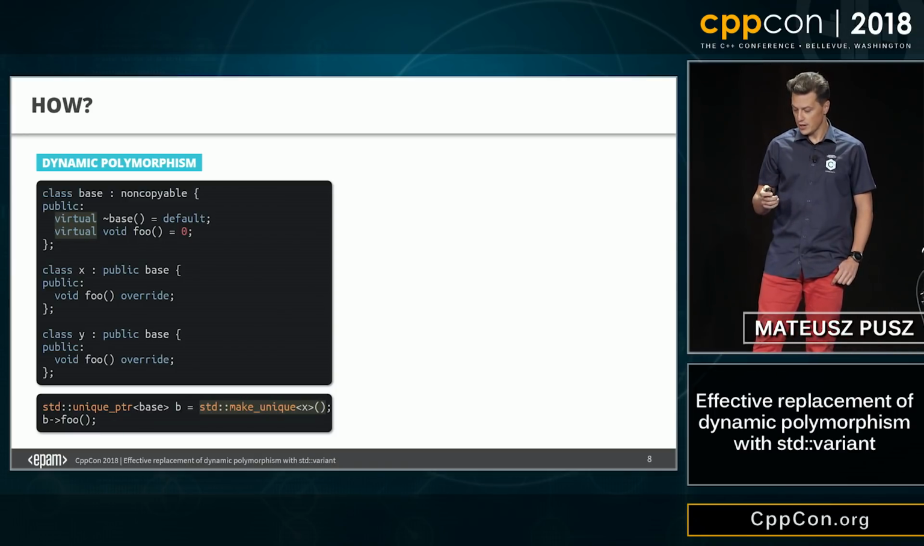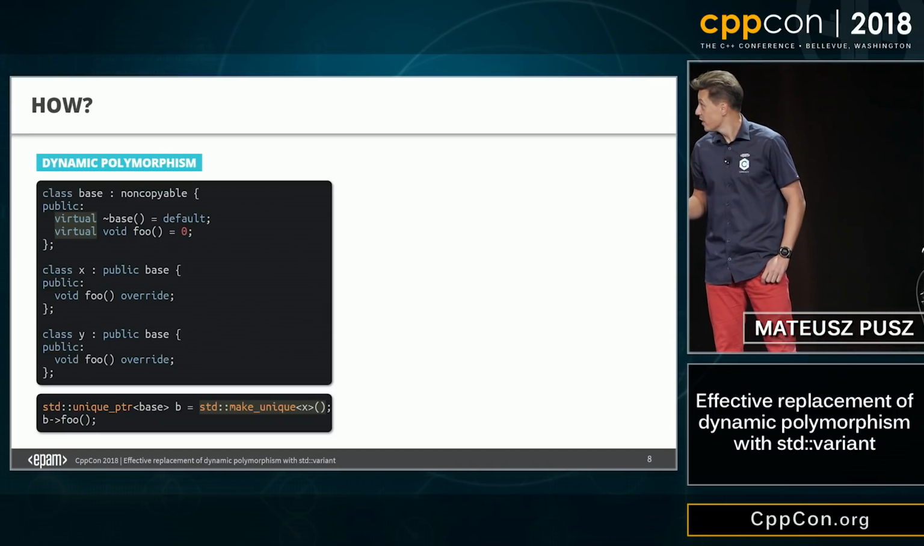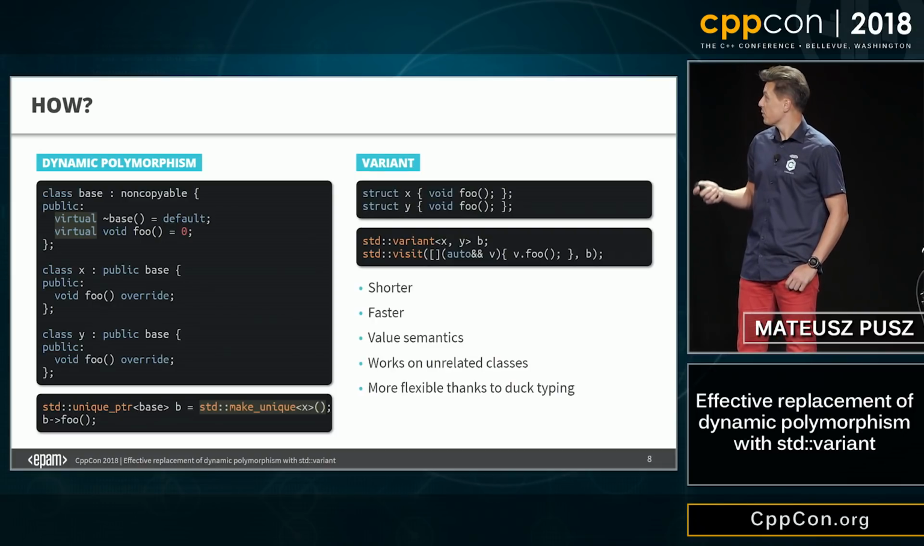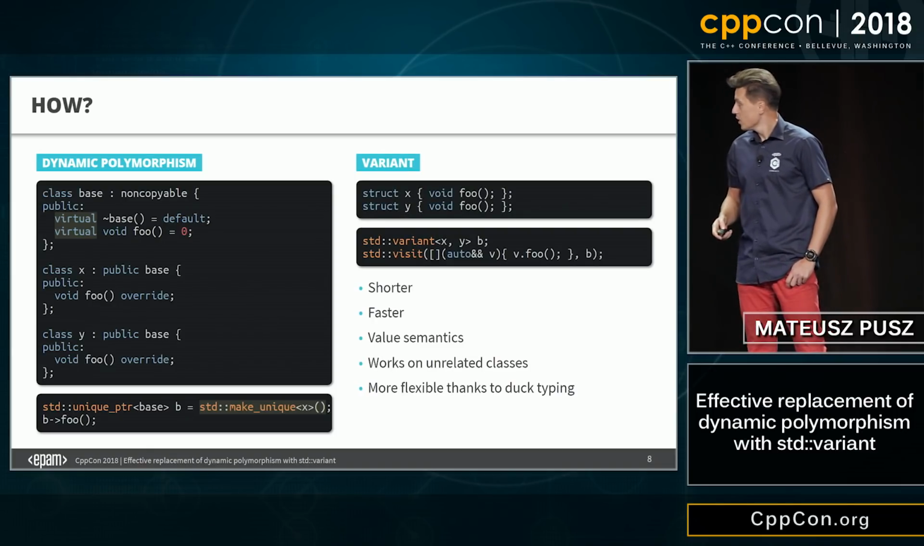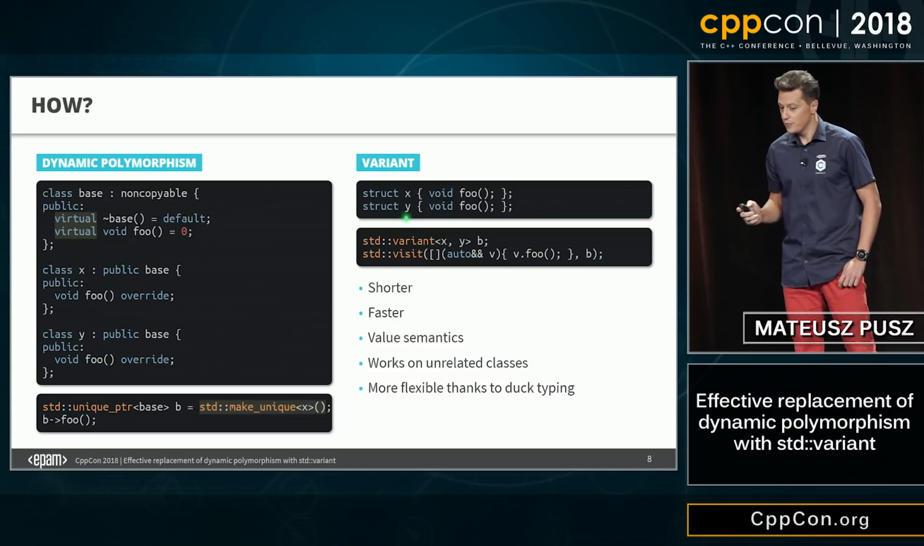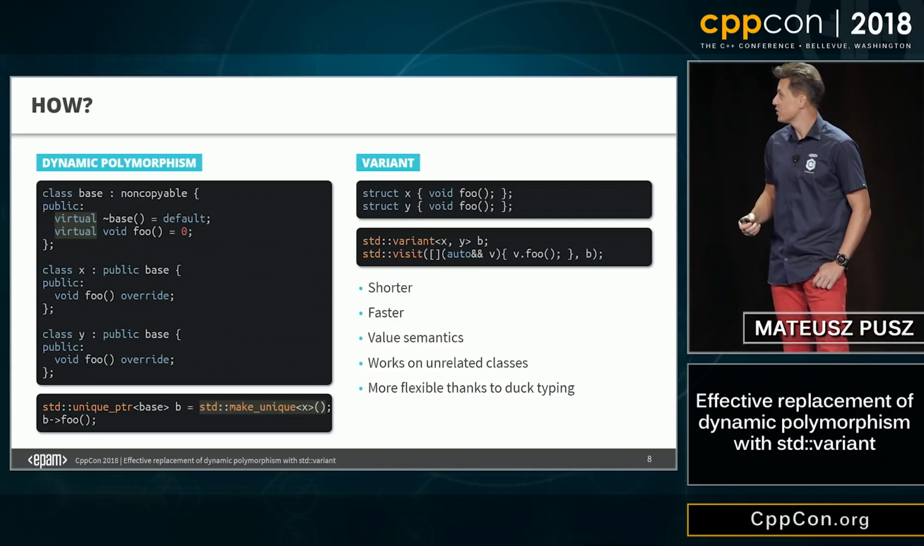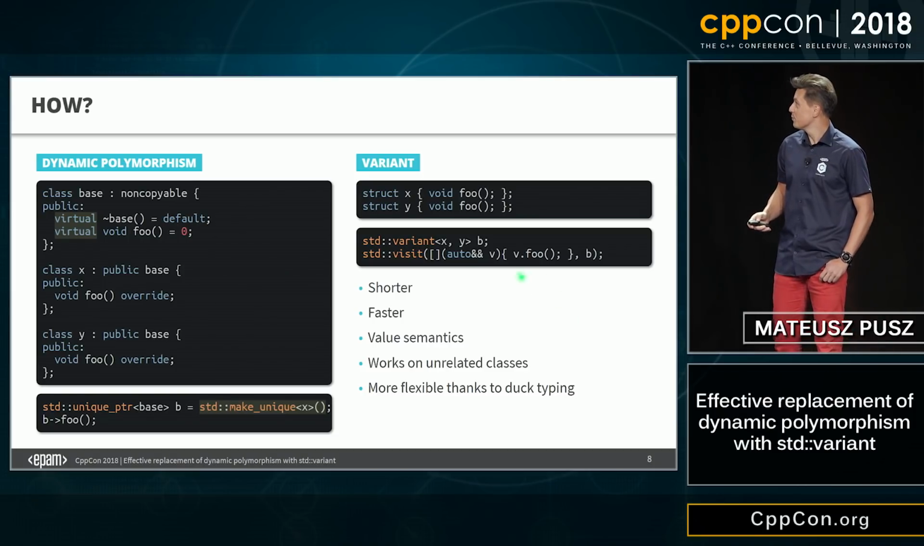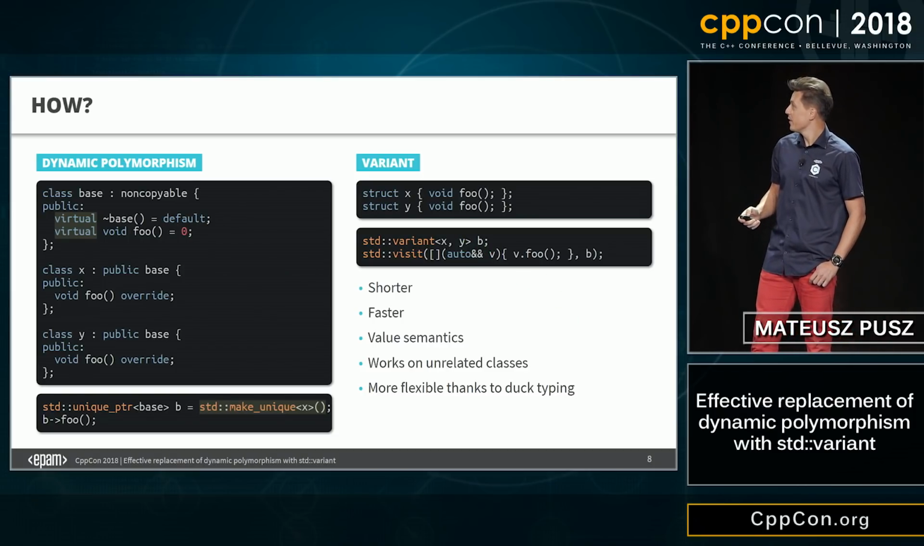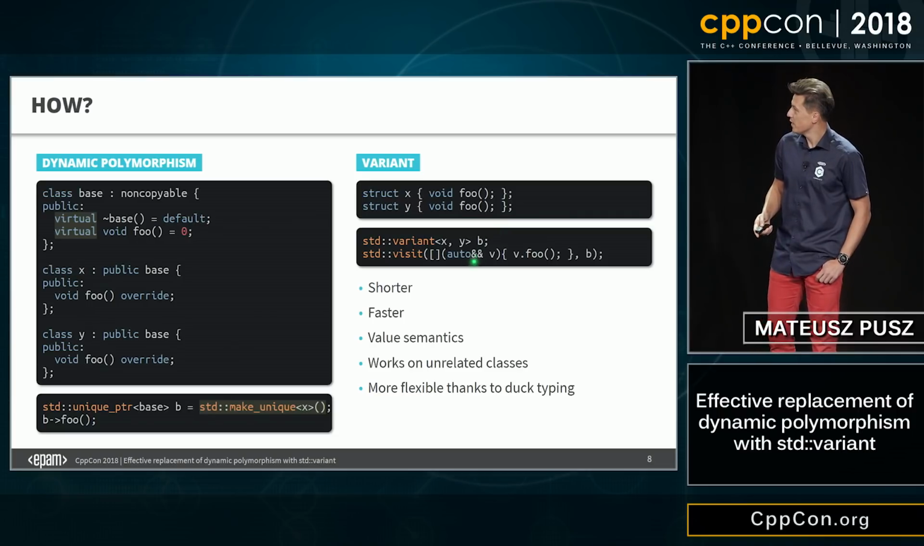And the solution I wanted to provide for you today is the variant. In this case, we have two structures, X and Y. As you can see, they are not related to each other. They have a similar or the same interface, and with variant you can put them into one object and call visit on it.